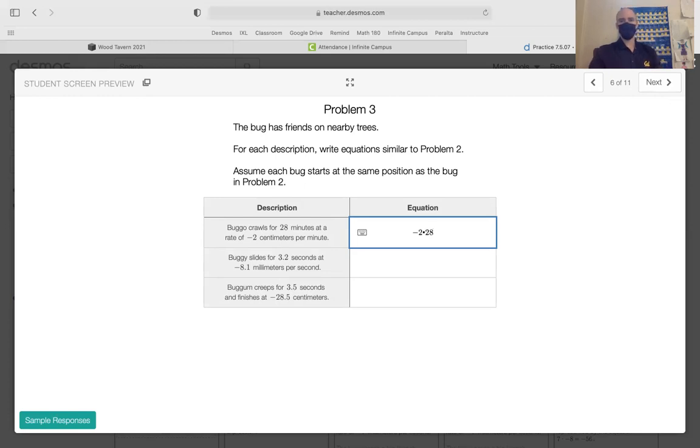And now it says that we have to have an equation. Equations have equal signs, and they have values or expressions or variables on both sides of the equal sign. If you leave it just like this, -2 times 28, that's an expression, not an equation. So in other words, we need the answer, which in this case would be -56.